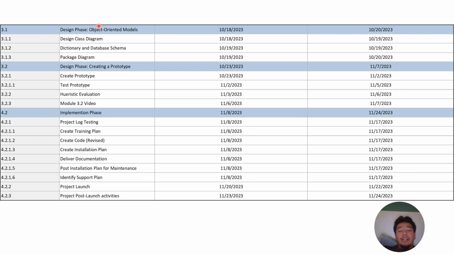Alright, to pick up where I left off, we have our object-oriented models. Our design phase starts right here, and we have our creating a prototype. And then finally, our implementation phase. This has a bit more subtasks involved, and bigger time frame within these two, 3.2 and 4.2. I'm sure Eileen went over that. I'm sure Jasmine went over that. But yep, Gantt chart, PERT chart, all the charts are very similar. So yep, there's our work breakdown structure, and I believe I'm ending it off.